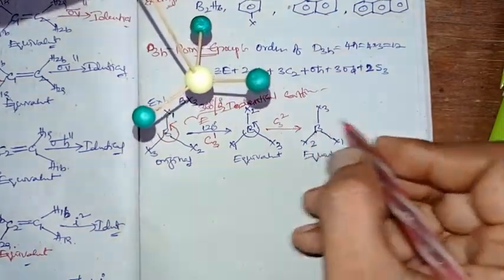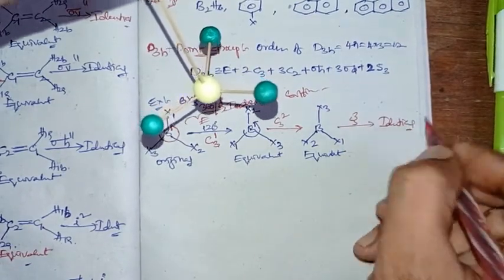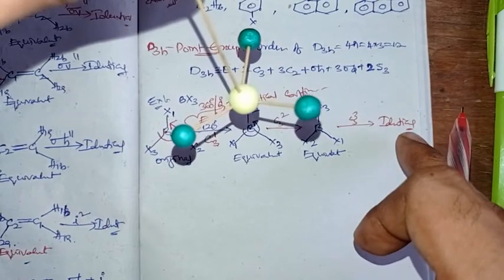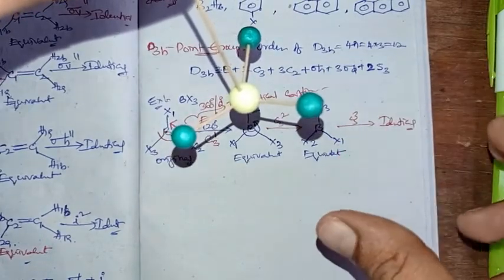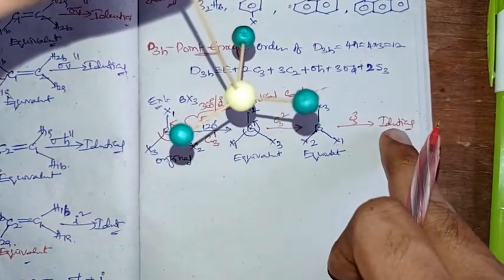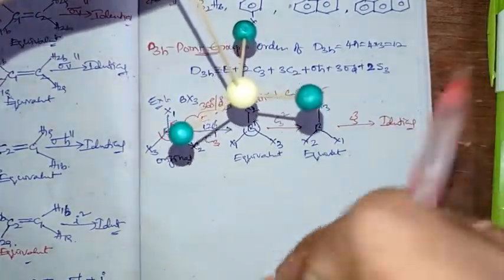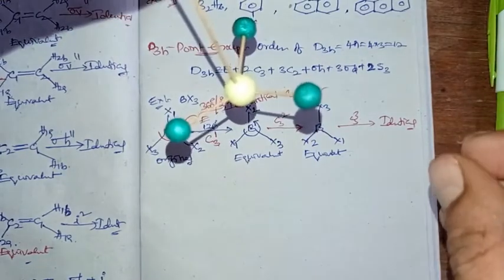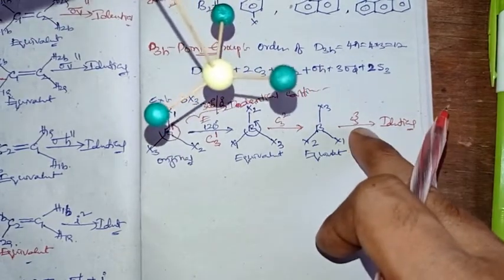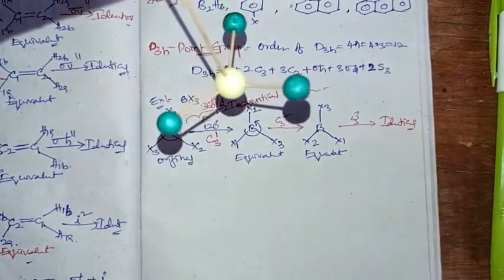So far it is C3 the second time. Doing it the third time generates an identical configuration. You can write that; don't miss it. I am just skipping the repeated writing of the identical configuration to reduce the duration of the video. But while you are answering in the examination hall, you should write all the identical configurations. You have to complete the C3 rotational axis for the third time.